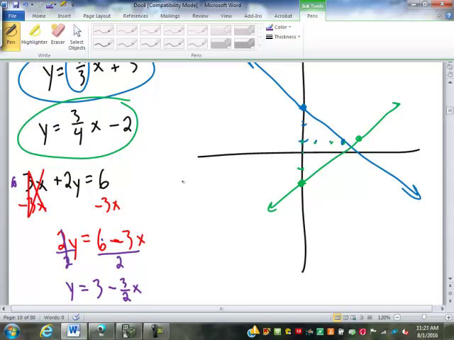So when we graph that, we start at 3. And from there we go down. Perfect. Down 3 over 2. Any questions?